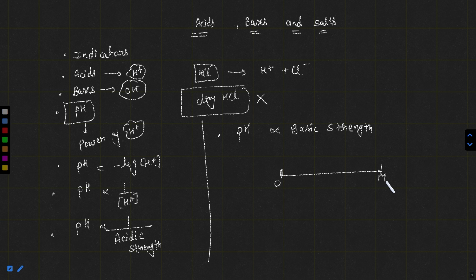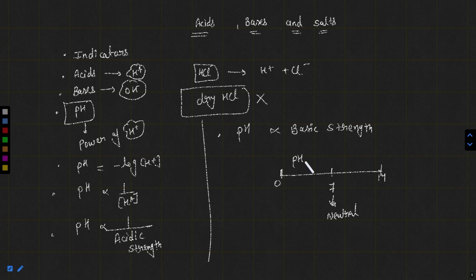They can go up to 13, they can go up to 15 as well. And according to that, the neutral point will be decided. So 7 will be the neutral point. At 7, if the pH value is 7, the substance is said to be neutral in nature.